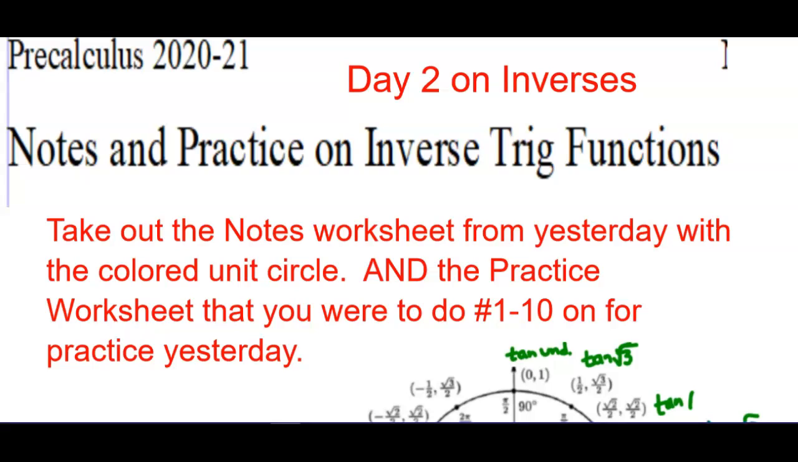Right, guys, part 2 on inverse trig functions. You need your colored unit circle from yesterday's notes. We're going to use it for part of the questions, and then part of the questions we're going to do by drawing our own little triangles.